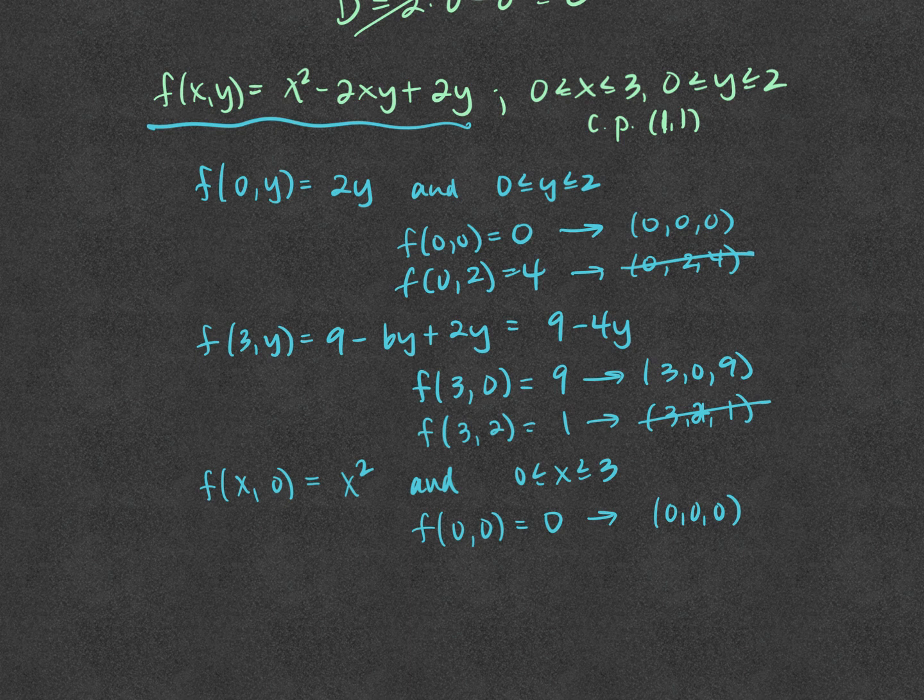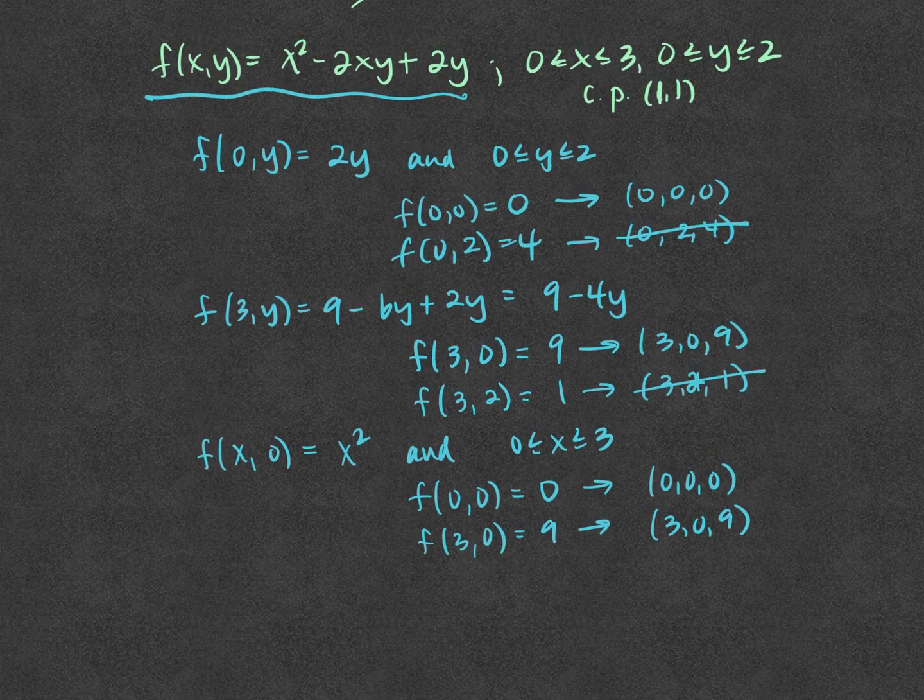So it looks like (0, 0, 0) might be a minimum. And when y equals 0, x also equals 3, which gives 9. So we have the point (3, 0, 9). Are they always going to match? Not necessarily, so don't bank on that.